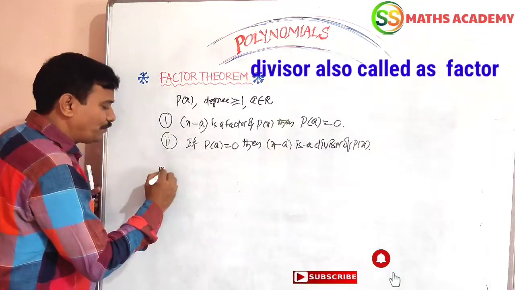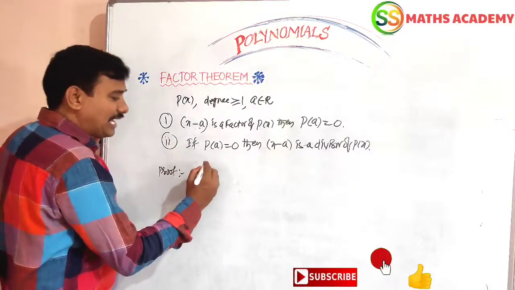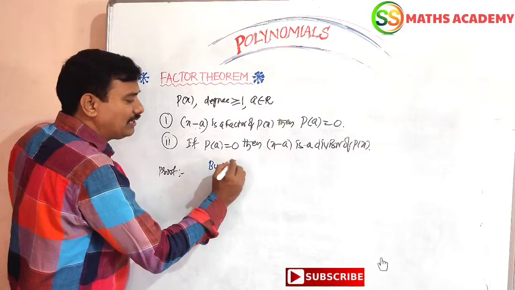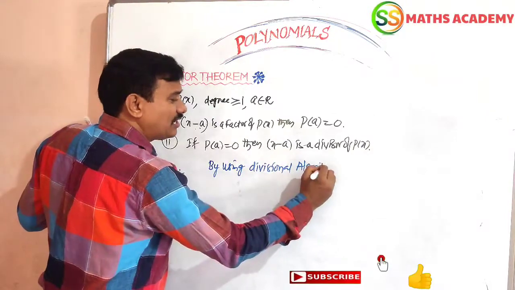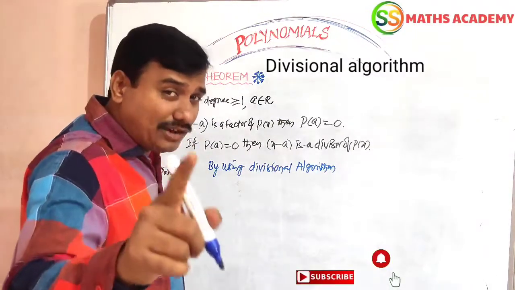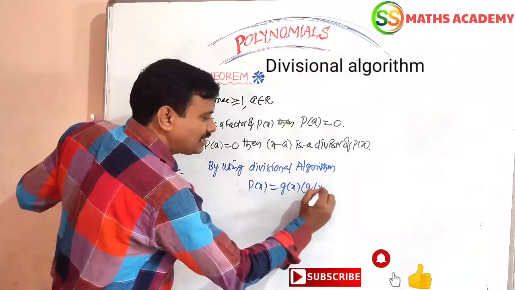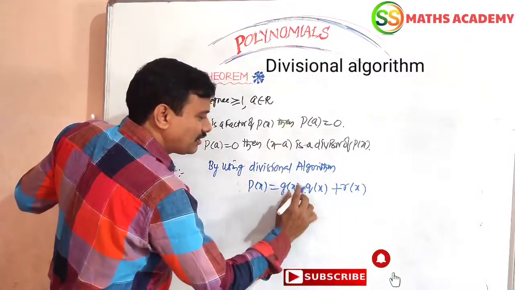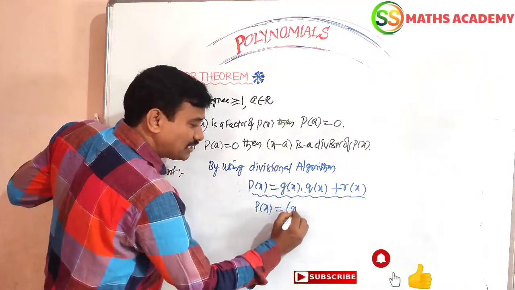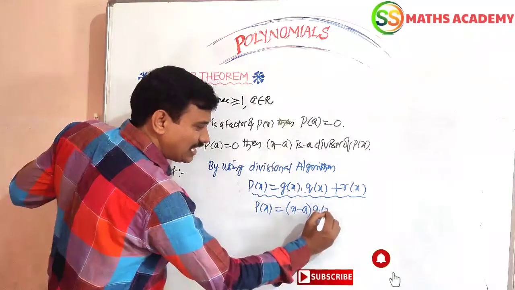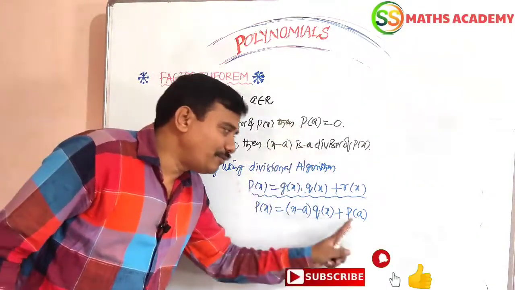Now let us see the proof, a very important proof, friends. By using the division algorithm, like in the remainder theorem. What is that division algorithm? P(x) equals g(x) into q(x) plus r(x). Here P(x) is the polynomial, g(x) is the divisor or factor, q(x) is the quotient, and the remainder r(x) is nothing but P(a).